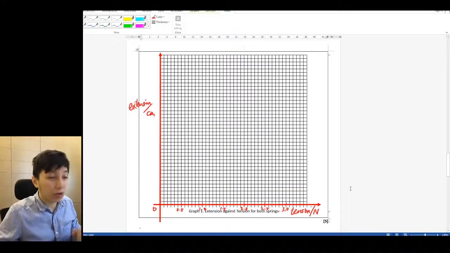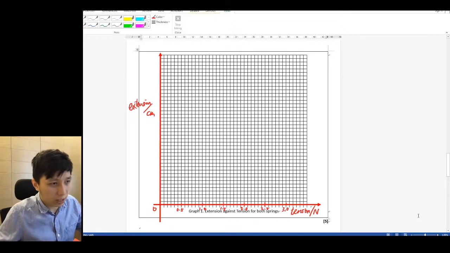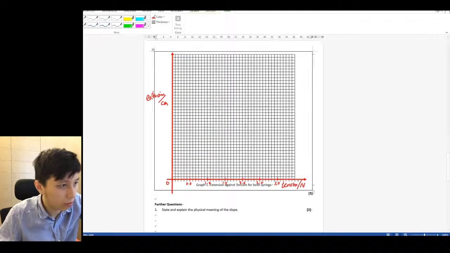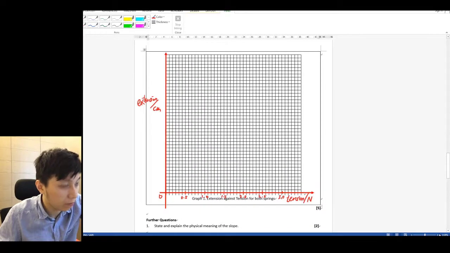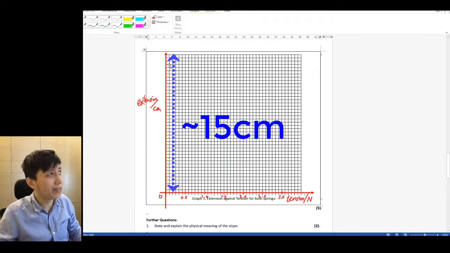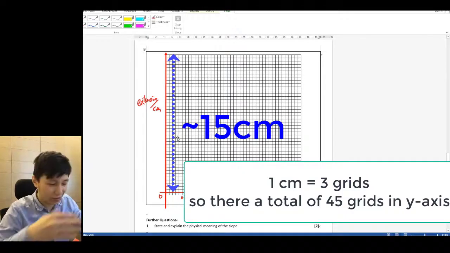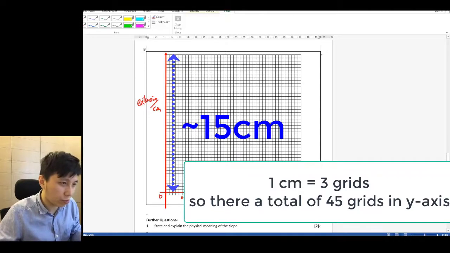Okay, so now let's try to do the same thing for the y-axis and give it a suitable scale. Now what I can do is I can zoom out. Again, if you can use a long ruler, that wouldn't be a problem for you. For me, I would like to adjust so that it is again 15 cm in this ratio. And for 1 cm, it's going to be 3 small grids. So that means there will be a total of 45 grids. I don't have to count, I can do this calculation. There will be 45 grids in total.